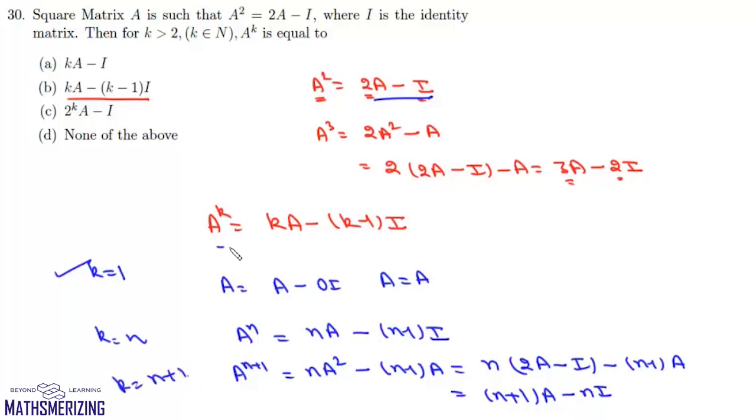So from mathematical induction, we can say that A to the power K must be equal to K A minus K minus 1 I, and that's your option B.